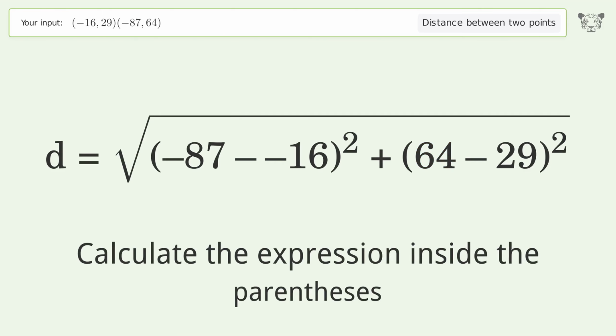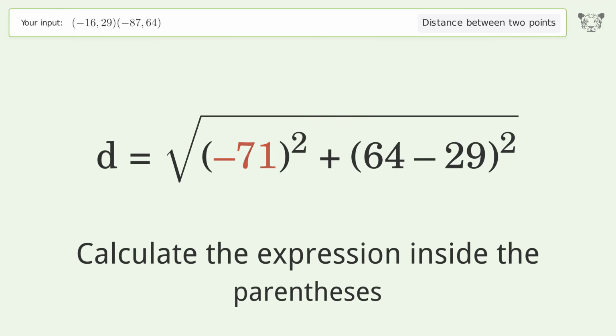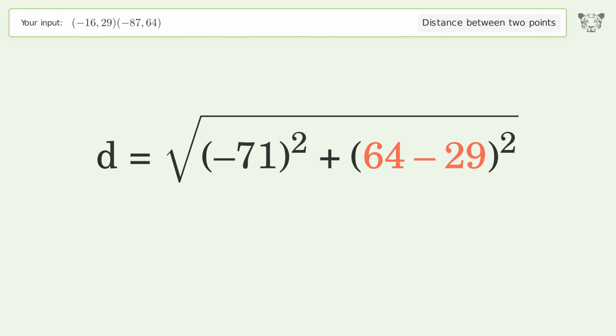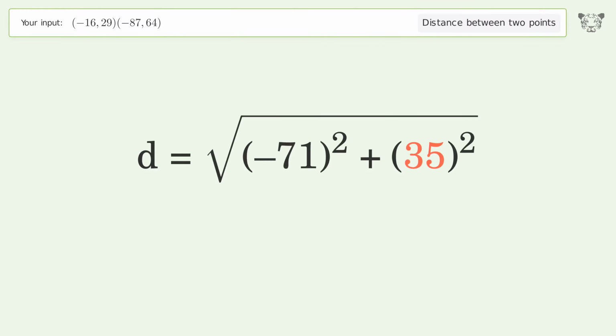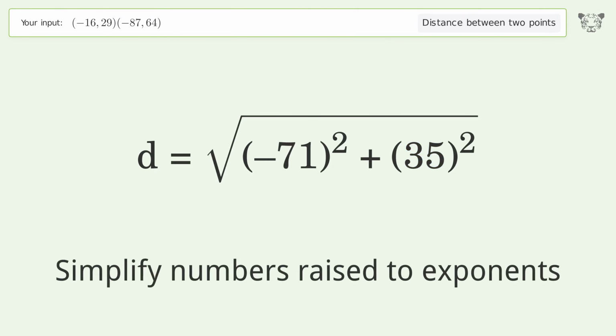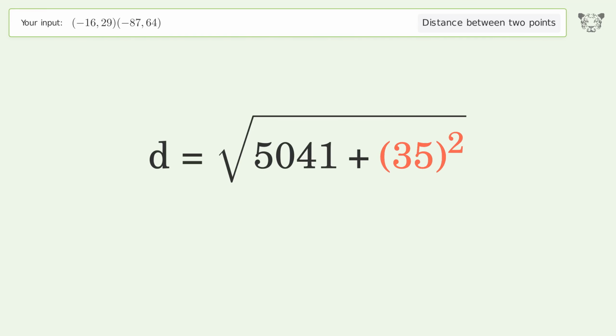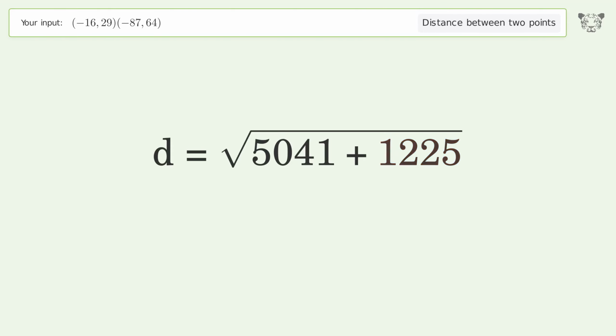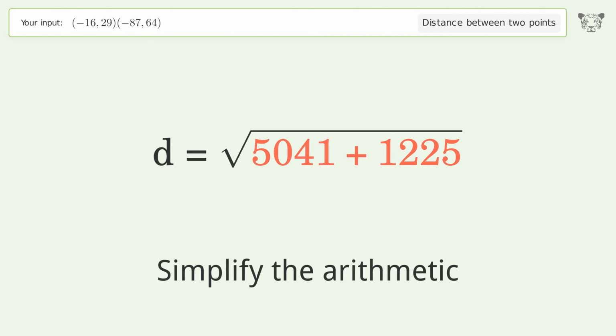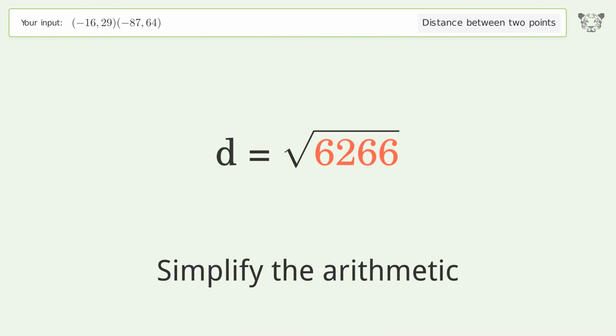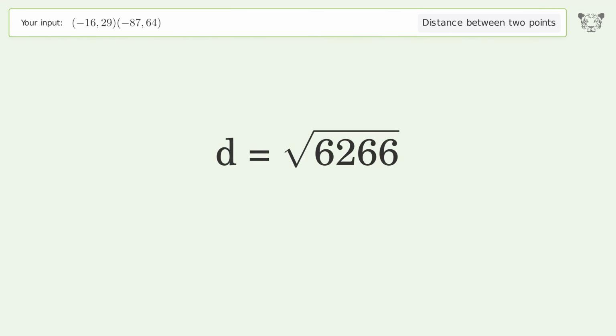Calculate the expression inside the parentheses. Simplify numbers raised to exponents. Simplify the arithmetic. And so the distance between the 2 points is the square root of 6,266, or 79.158.